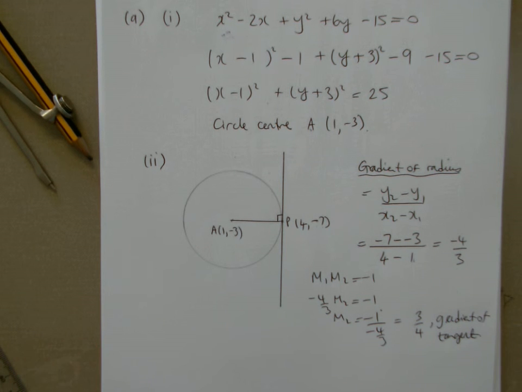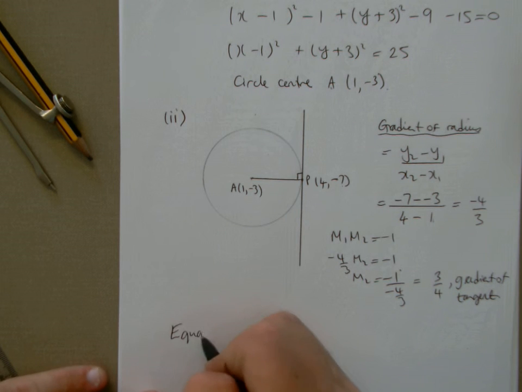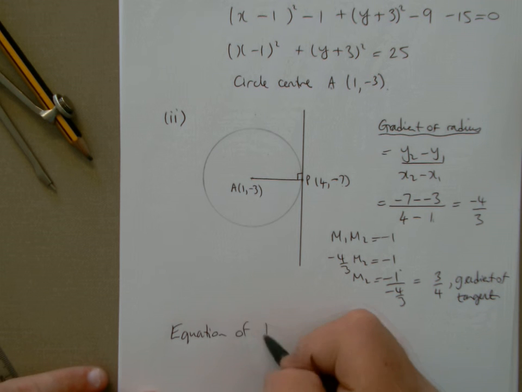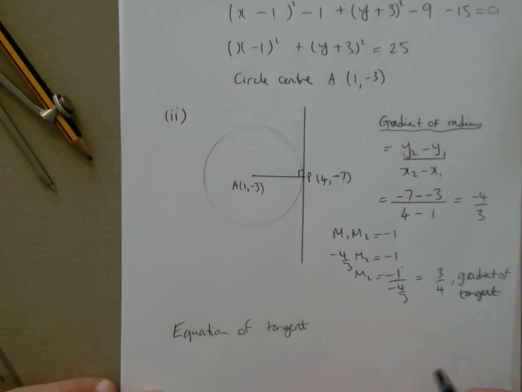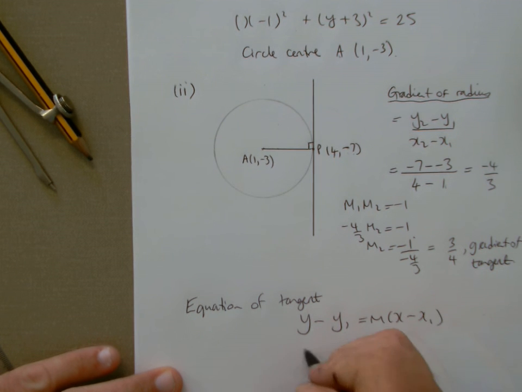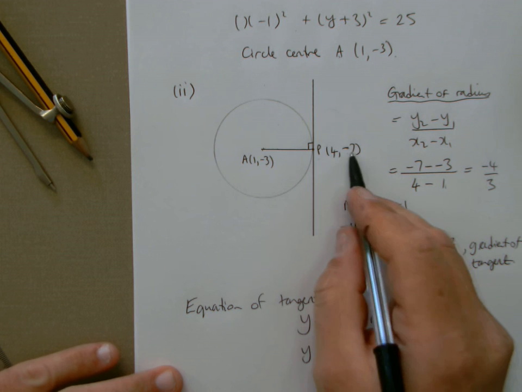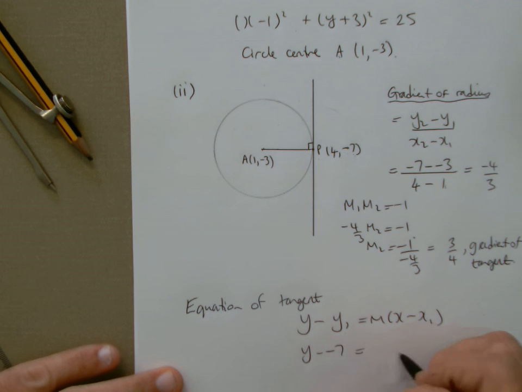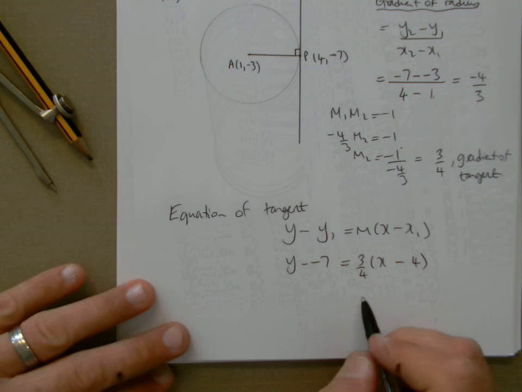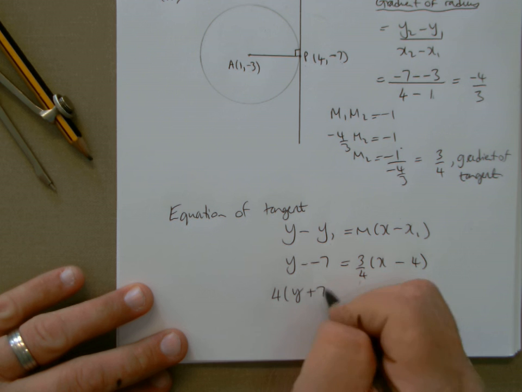Okay, so then what we do is we get the equation of the tangent. Remember, the equation is y minus y1 equals m times x minus x1. So we'll have my point P. So y1 is minus 7, gradient is 3 quarters, and my x1 is 4. Take the 4 up, and then 2 minuses become a plus.